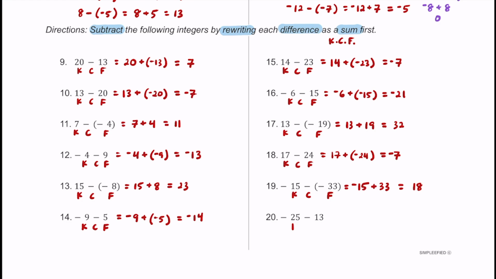For number 20, we have negative 25 minus 13. So if we rewrite this as an addition problem, it's going to be keep the negative 25, change minus to plus, and the opposite of 13 is going to be negative 13. So if we're adding two negatives, that's just going to be more negative. That's going to end up being negative 38.